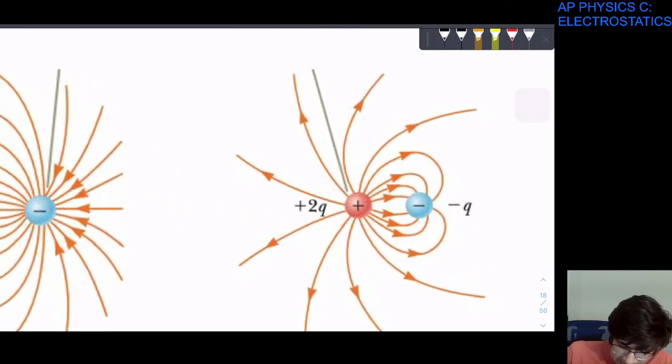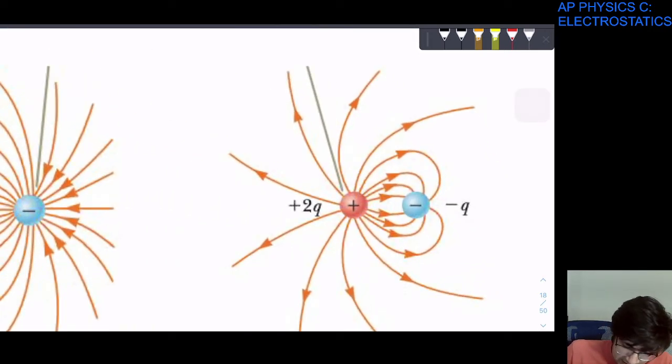So what we'll do is, if you count the number of field lines, like 1, 2, 3, 4, 5, 6, 7, 8, 9, 10, 11, 12, 13, 14, 15, 16. And here you have 1, 2, 3, 4, 5, 6, 7, 8. So you have 16 on the plus 2q and you have 8 on the minus q. That checks out, right? Because this charge here is 2 times as strong as this one. The field lines look right. For the positive charge, they all go outwards. For the negative, they go inwards. And finally, the spacing makes sense.